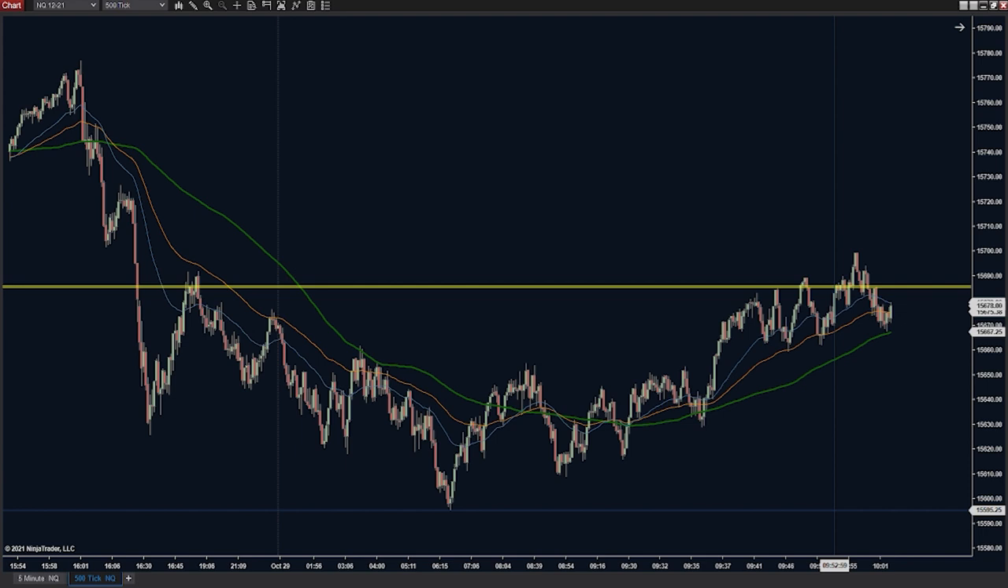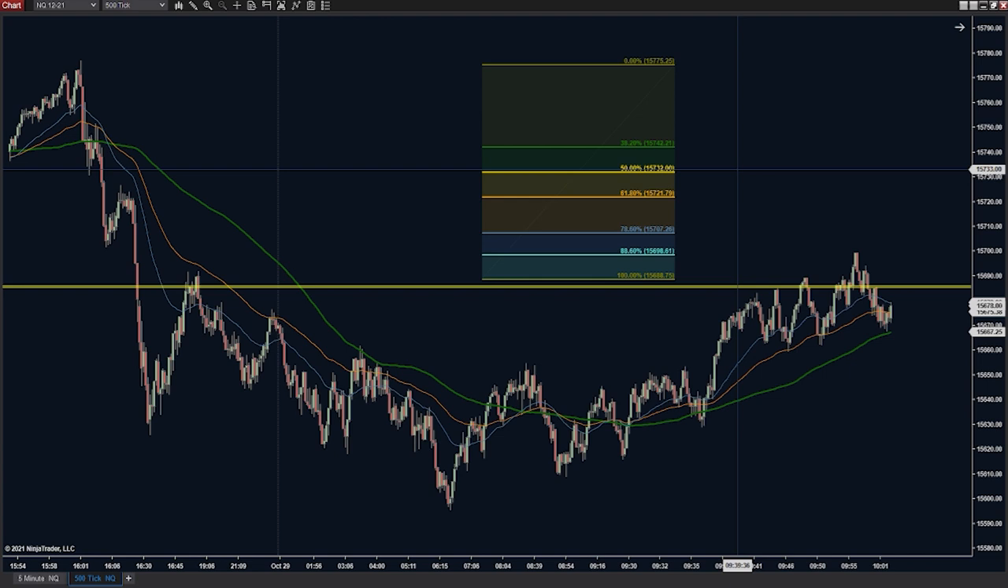Now, again, there are multiple levels beyond it. And in fact, this tool here will show you them all. We've got the 382, 50%, which is the halfway point, the good old golden 618, 786, 886, and then 100 and 0 are just the top and bottom. The big one being, of course, the 618.